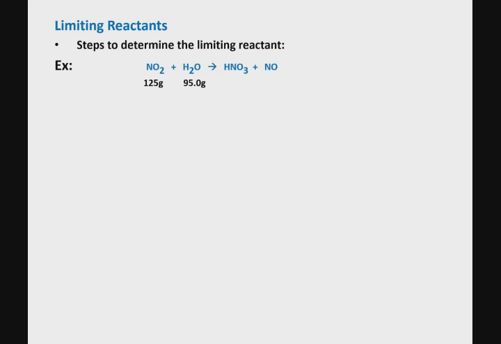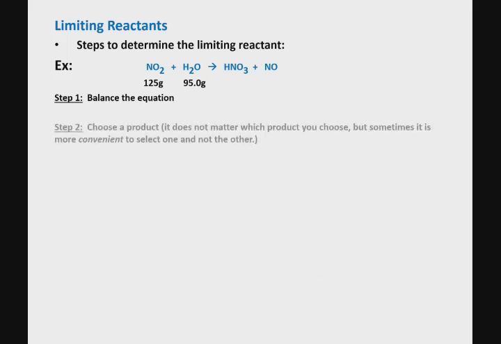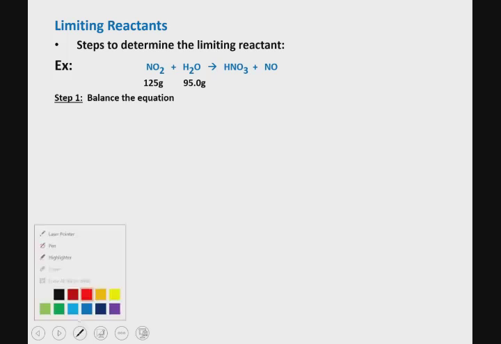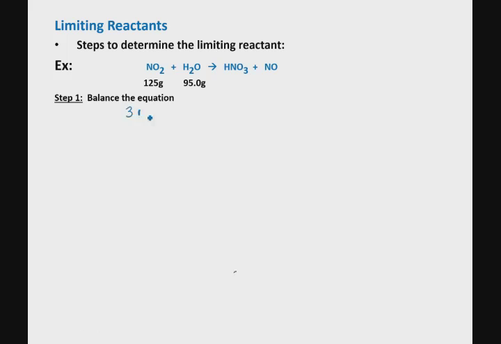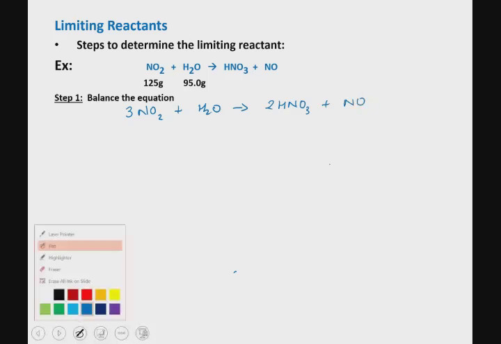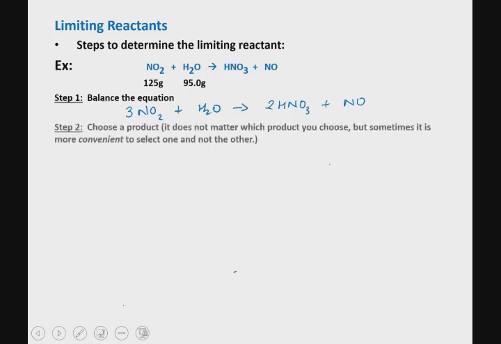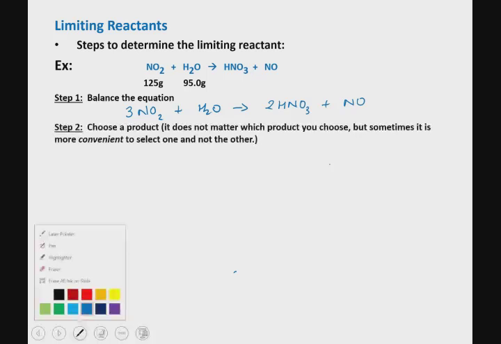Now there are some very set steps that you can follow to determine that. Step number one, as in any problem involving a reaction, you must use a balanced equation. In other words, this is a stoichiometry problem. So please pause the recording and go ahead and balance this equation. When you do so, you get 3NO2 plus 1H2O produces 2HNO3 plus 1NO.